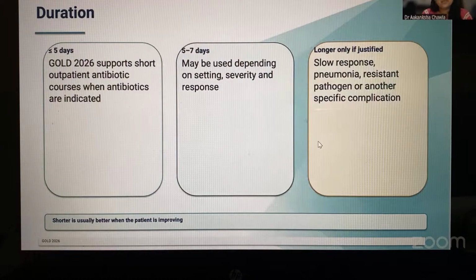So, the duration of therapy. Longer duration of therapy, which was initially given for about 2 weeks, is not recommended. GOLD says that if you're treating on an outpatient basis and the patient is relatively stable, then less than 5 days is also enough, up to about 3 days. And 5 to 7 days, depending, of course, on whether the severity is more, and on assessing the response to treatment. Longer is generally needed in slower response, when the patient has a large pneumonia, or you're dealing with a resistant pathogen or any other specific complication. Now, that is when only the longer therapy is recommended.